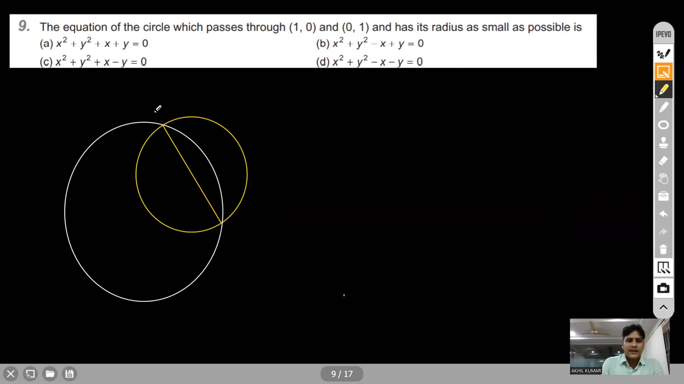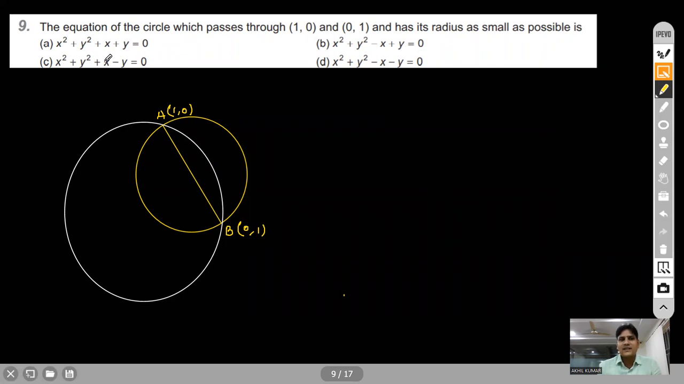Let me mark it, then I will explain. Let me mark this as A, this as B, and the coordinates of A as 1,0, and coordinates of B as 0,1, right? So these coordinates of A and B are given. And the question is asking to find the equation of the circle having its radius as small as possible. So this yellow colored circle is the smallest circle passing through A and B, having AB as the diameter. Means what I am saying is, if two points are given and we have to find the circle of least radius, then those two points must be the diameter of that circle.